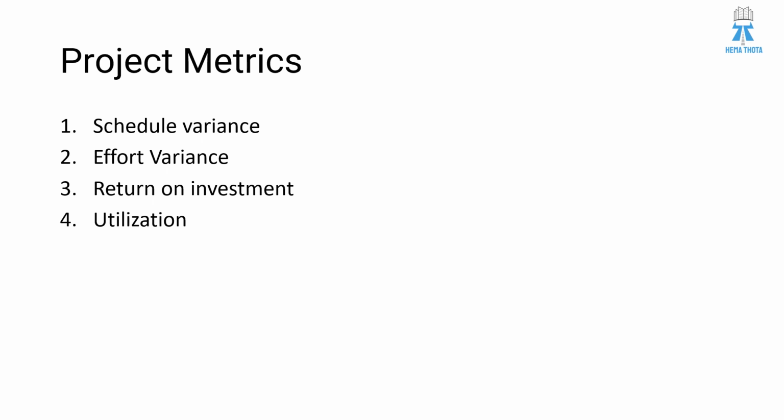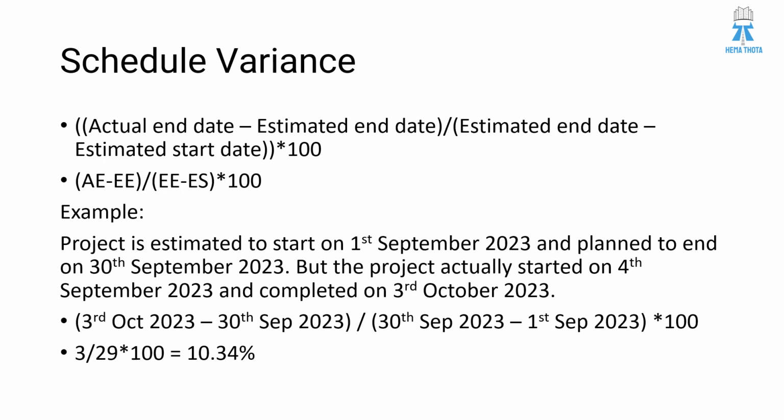We are going to discuss four basic metrics which are applicable for any of the projects. First is schedule variance, second is effort variance, then return on investment or ROI, and the utilization. So schedule variance: the formula here is actual end date minus estimated end date, divided by estimated end date minus estimated start date, into 100.